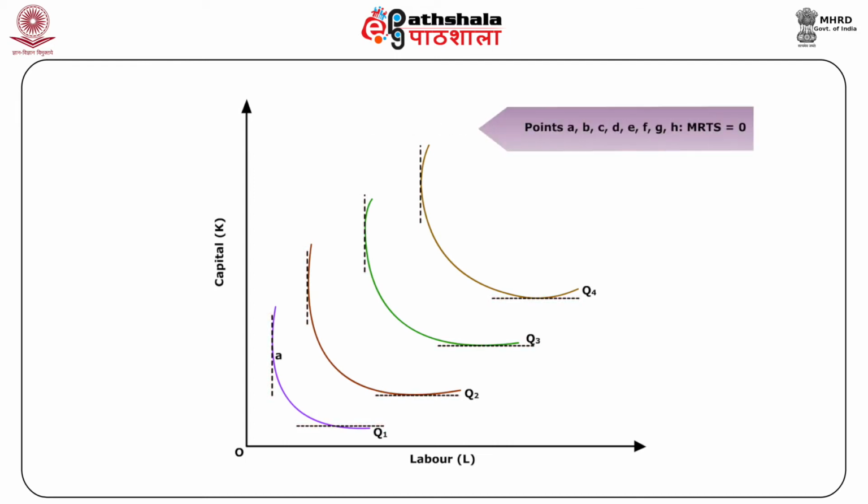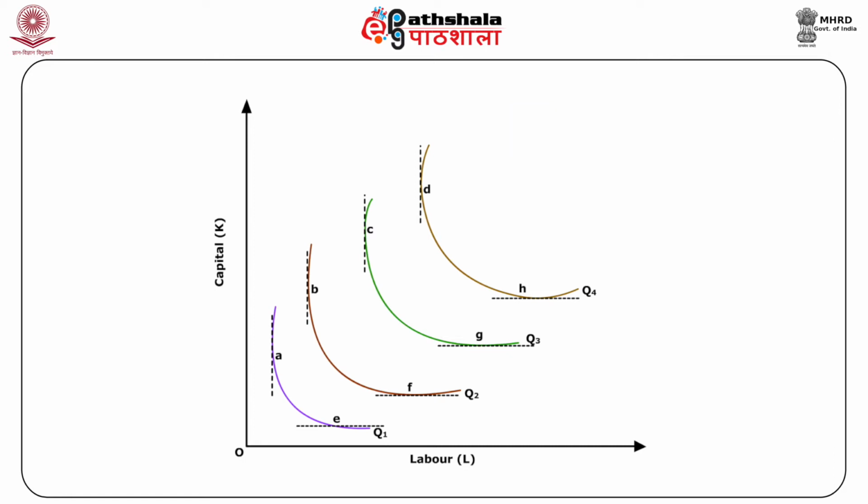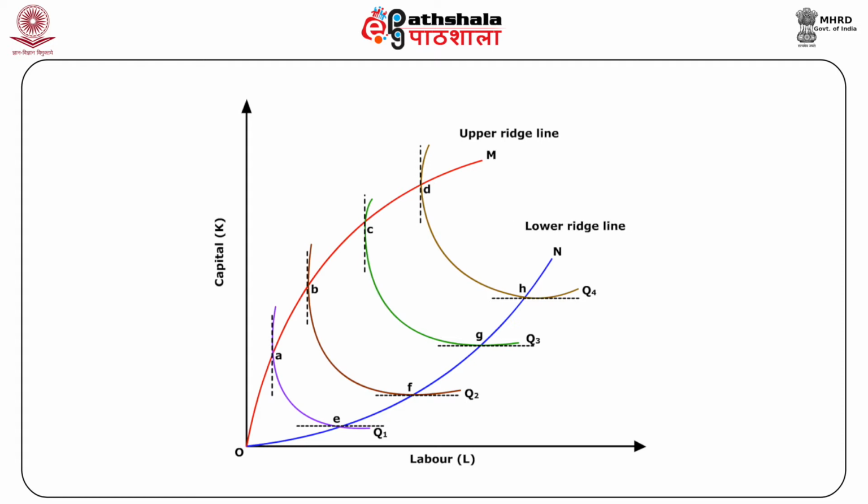Hence, points A, B, C, D, E, F, G, H are the points where MRTS is equal to 0 and one input cannot be substituted for another anymore. That is, the minimum amount of one input required for the production of the other. When we join points A, B, C, D, we get an upper ridge line OM, and when we join points E, F, G, H, then we get a lower ridge line ON.